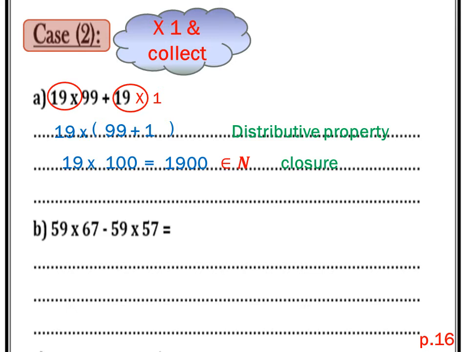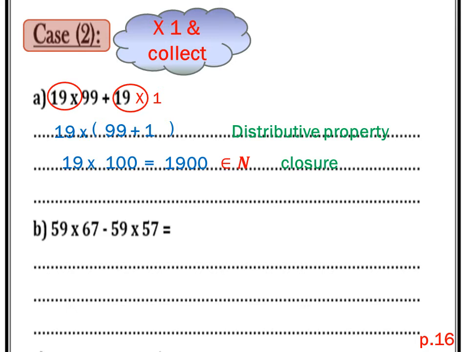So here in this question, first we are going to collect 19 times. But in our question we have 19 times 99 plus 19 only. So how can we put the times? We are going to make it times 1. Why? Because 19 times 1 equals 19, which is the same number. And then solve like our steps.